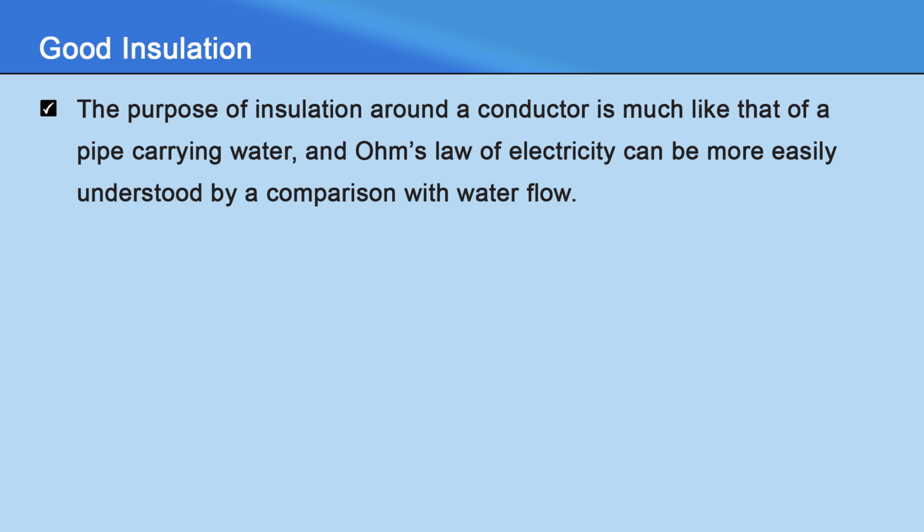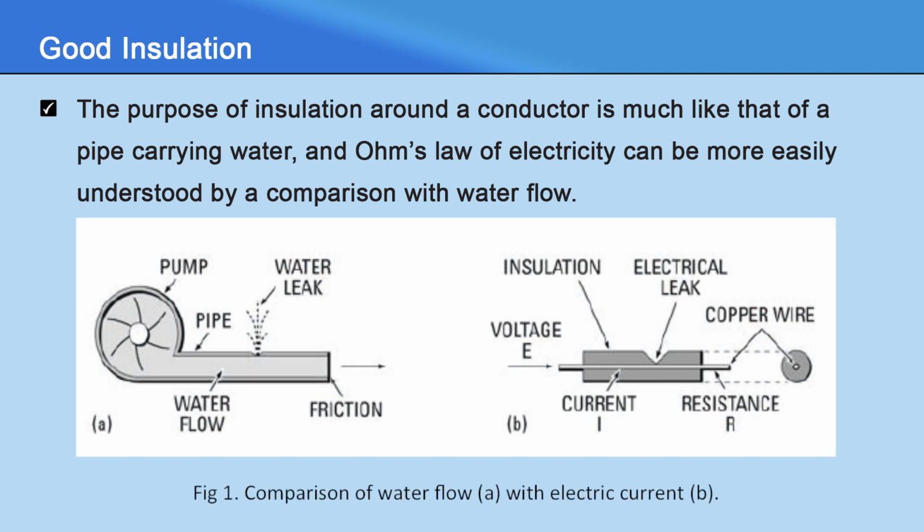electricity can be more easily understood by a comparison with water flow. So the figure 1 shows the comparison of water flow with electric current. In figure 1a, a water pipe is shown in which the water is flowing and the water is pumped through an electric pump and flowing through a pipe, and a leakage is present from which the water is coming out. So it is similar to an electrical system.